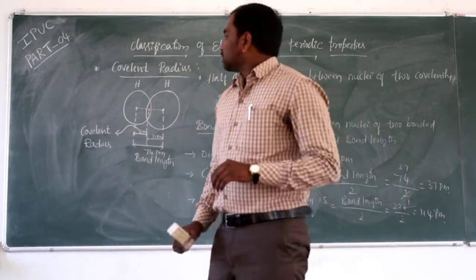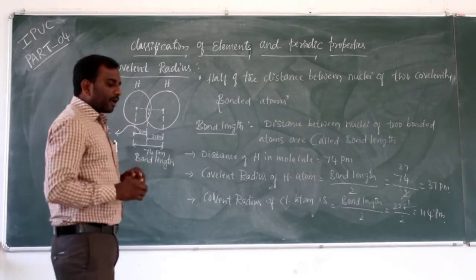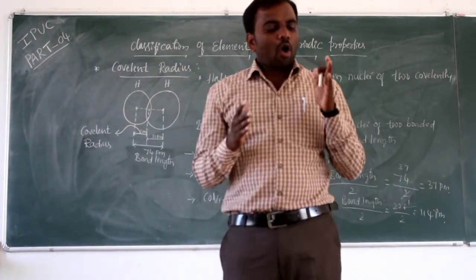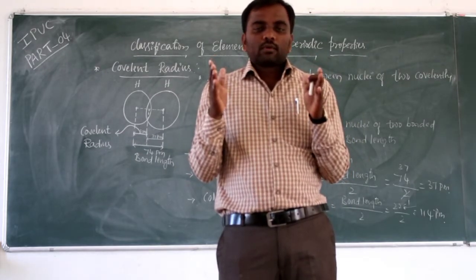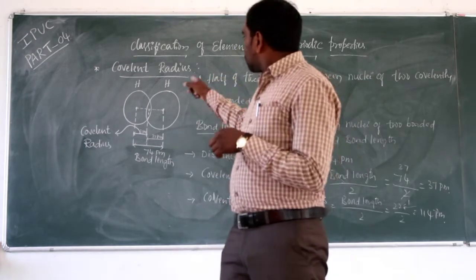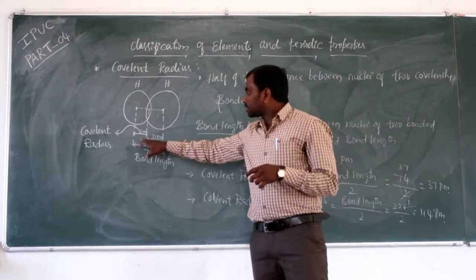Is it clear? See, once again, repeat this one. The covalent radius means half of the distance between the nuclei of two covalently bonded atoms. That is called covalent radius.